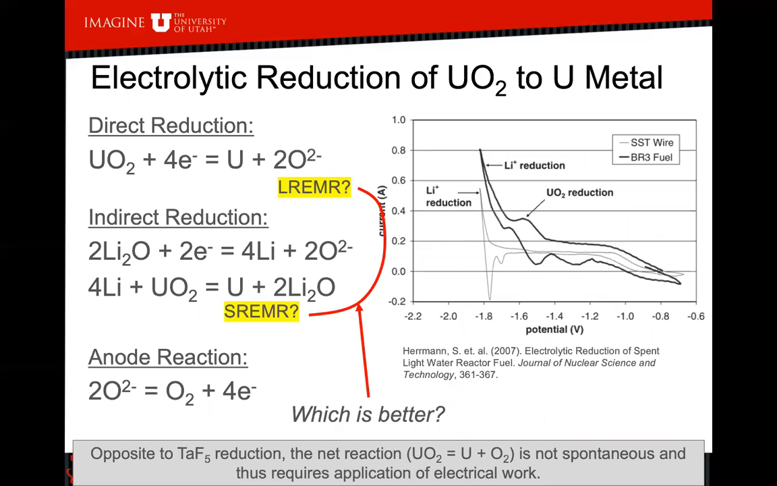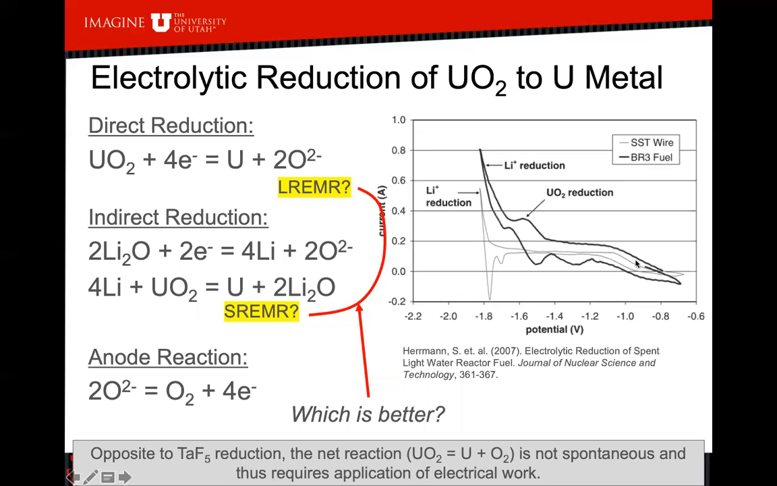Okay, how does direct electrolytic reduction work? Well, I've got some equations here on the left. These are what we think happens. We think that these are the fundamental steps. So what's happening here is I'm taking some spent fuel that's mostly uranium oxide, and I'm putting it into a cathode basket, and now applying a cathodic or negative potential. So I'm trying to make reduction occur.